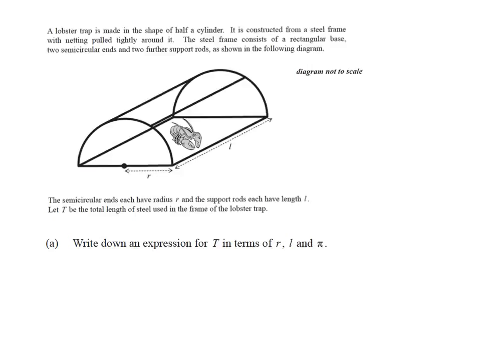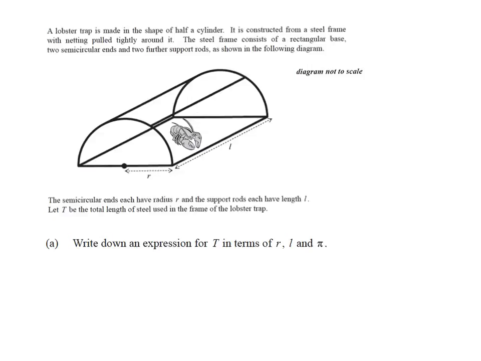All right, so in this particular question, we have a lobster trap, a half a cylinder, and it's constructed from a steel frame. The steel frame are those bold lines that you can see here and here, here, and around here. All of these bold lines are the steel frame that makes up the lobster trap.